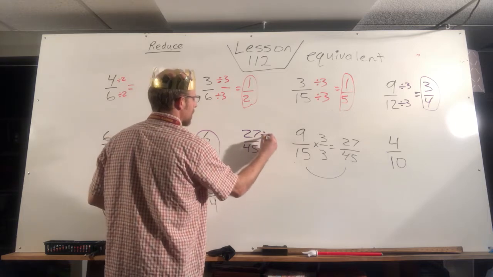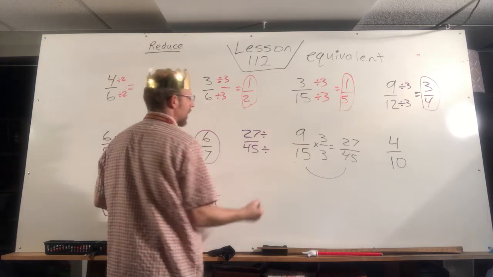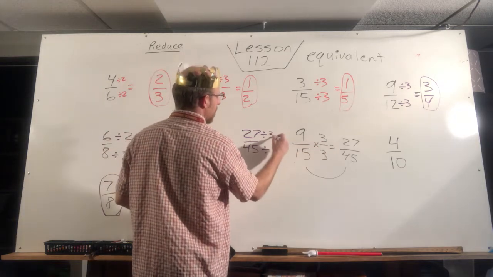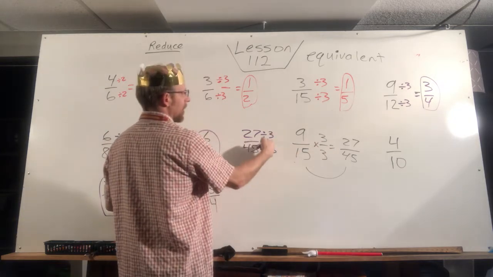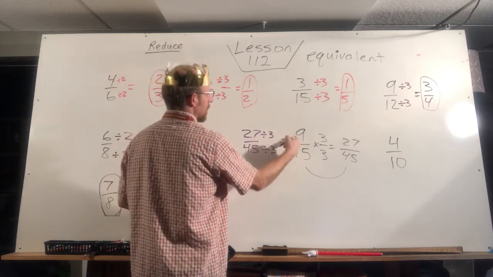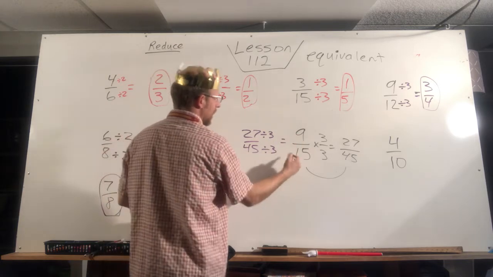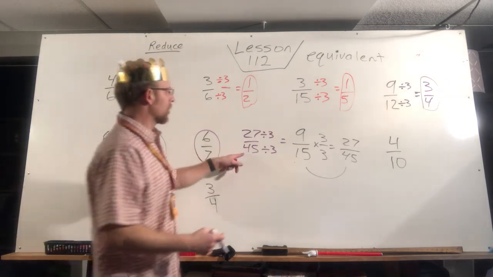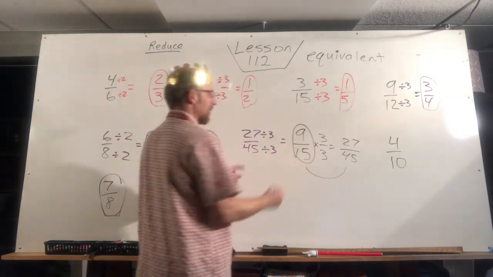27/45 divide by, and I know that I took it by 3. What if I go by 3? 27 divided by 3 is 9. 45 divided by 3 is 15. Okay, so that does work. I can reduce 27/45 to 9/15.